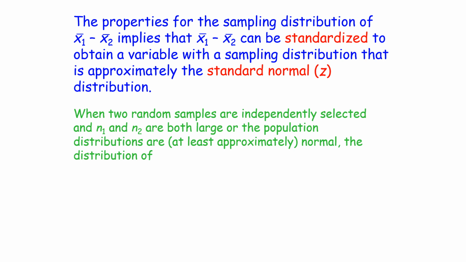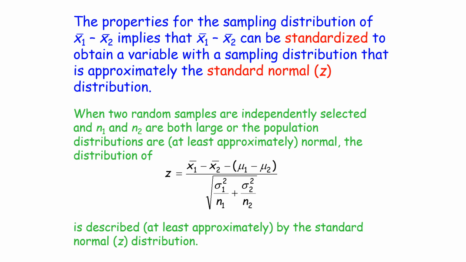When two random samples are independently selected and n sub 1 and n sub 2 are both large, or the population distributions are at least approximately normal, the distribution of z, which is our x bar sub 1 minus x bar sub 2 minus our mu sub 1 minus mu sub 2 divided by the standard deviation of our differences, is described, at least approximately, by the standard normal z distribution.